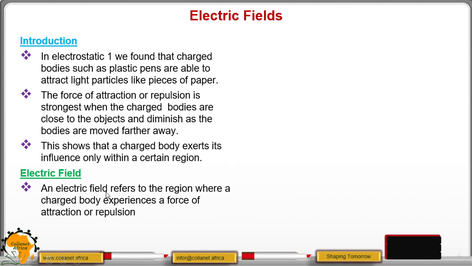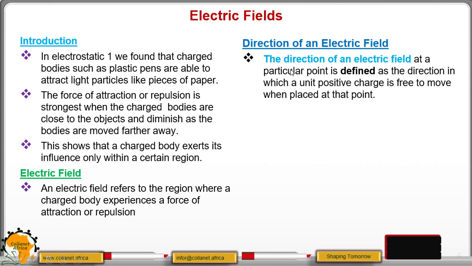Now this electric field refers to the region where a charged body experiences a force of attraction or repulsion. That region around that charged body where the influence of attraction and repulsion is felt is what we call the electric field. Then we need to know the direction of an electric field.